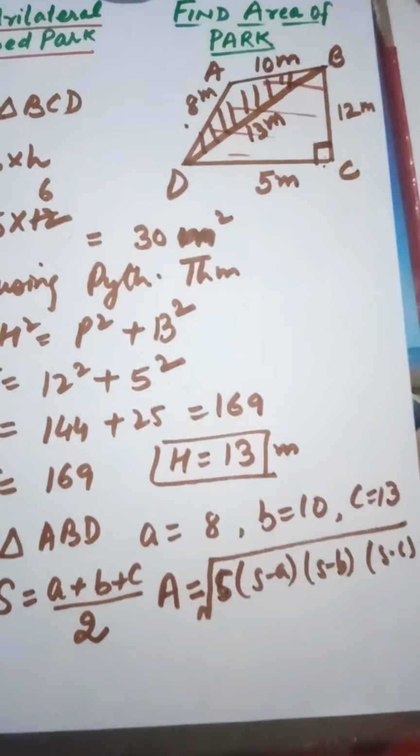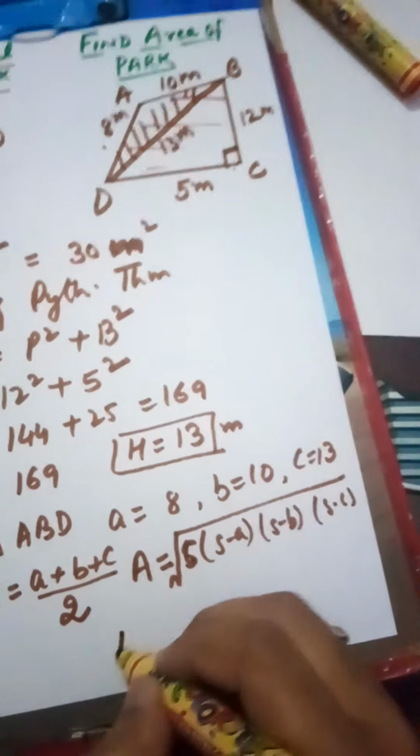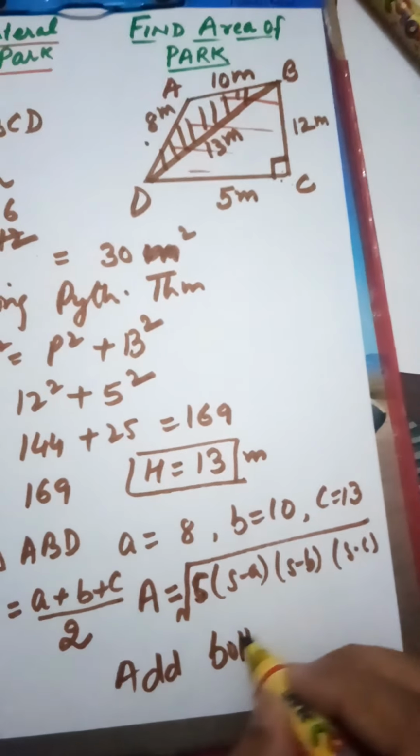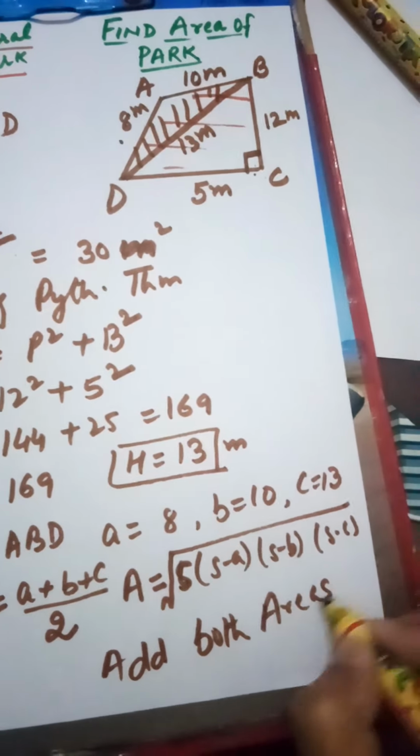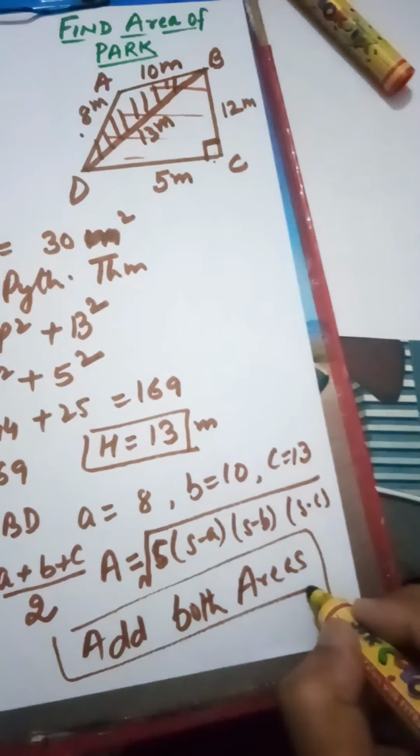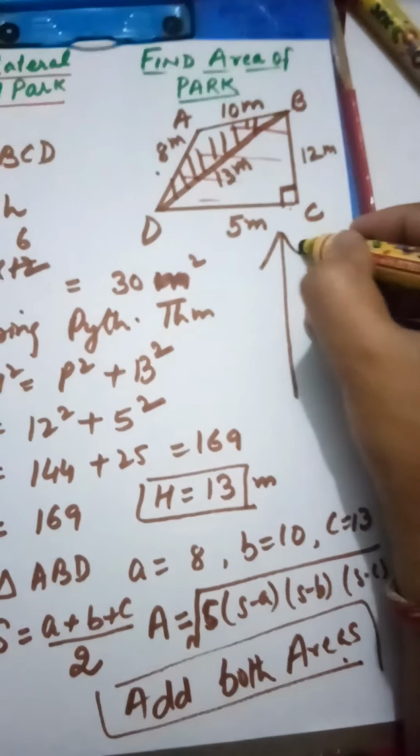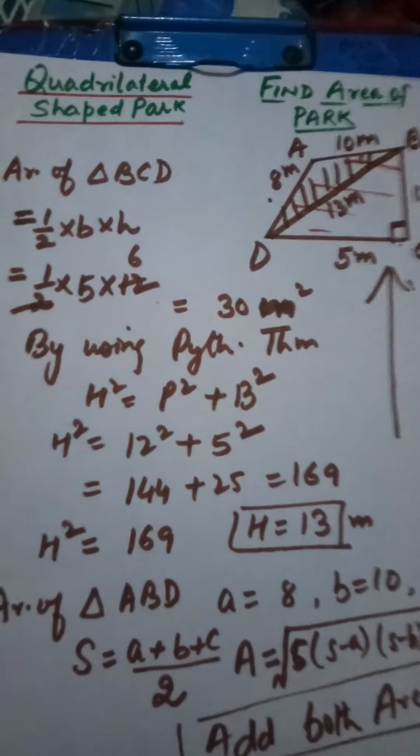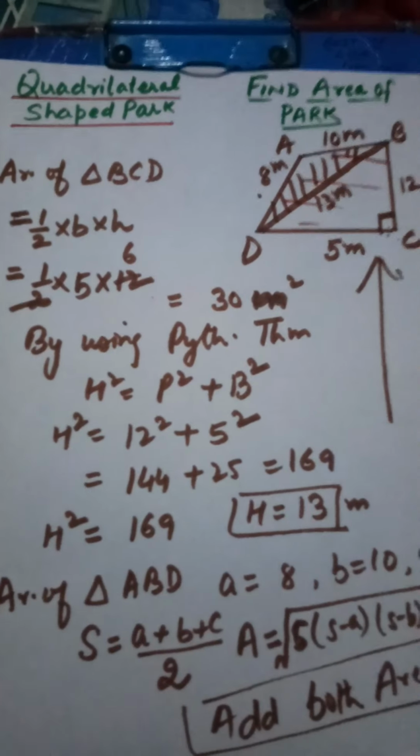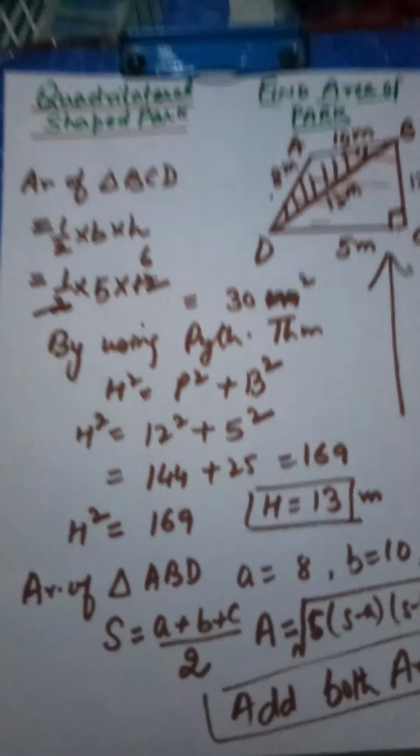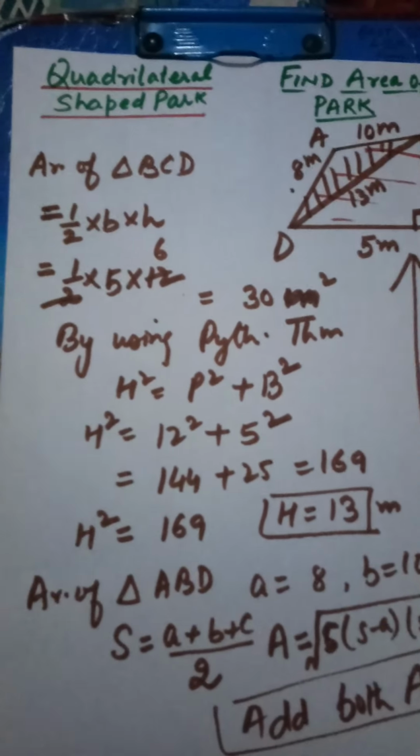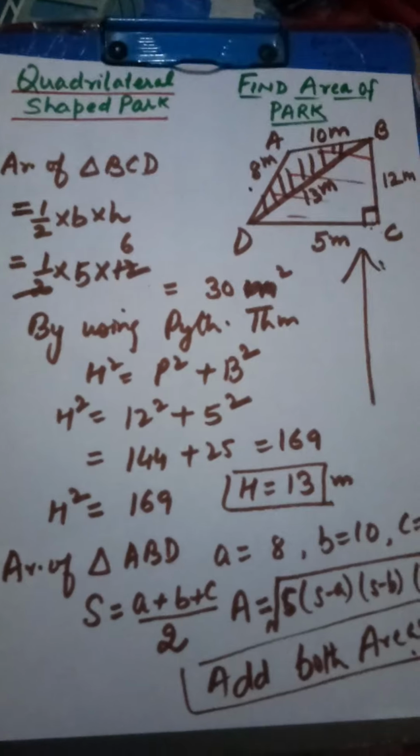And once we are able to find the area of this triangle, we can add both areas. When you add both areas, you will get the area of this quadrilateral park. So this was just a reflection of your question number 1 of exercise 12.2. I think you can try those two questions, question number 1 and 2 from there. So thank you so much. I hope you are done with the topic for today.